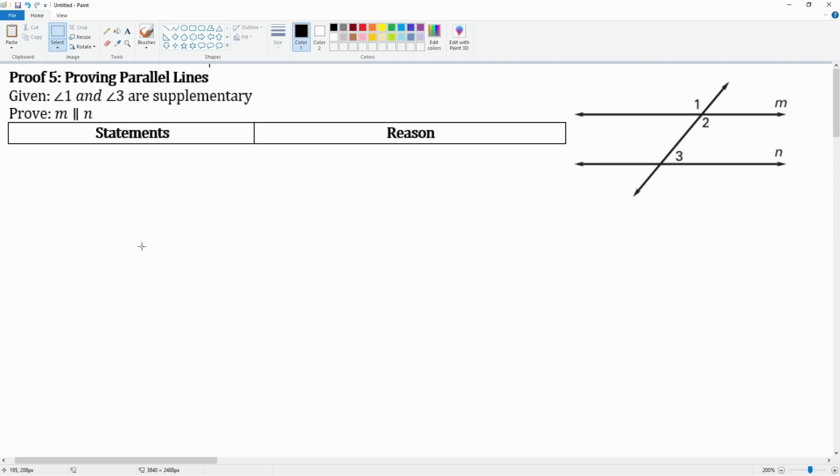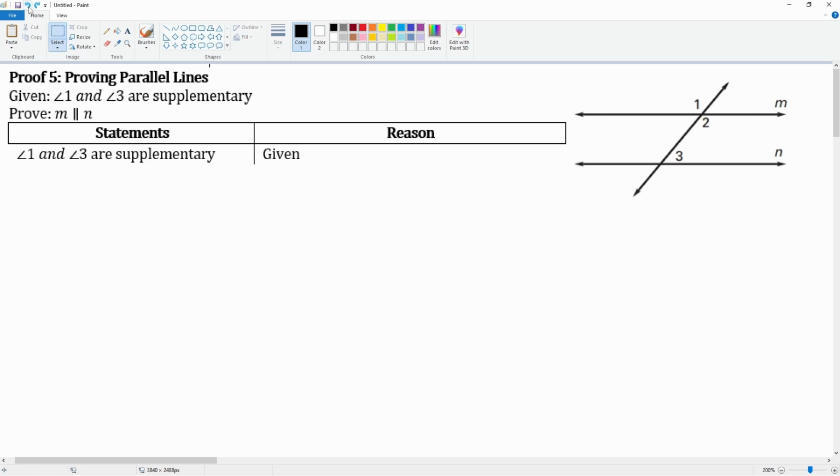Here we have number 5. We're going to prove the parallel lines. We know that measurement 1 and measurement 3 are supplementary. So let's start there. We're given that. Okay. Now we want to work with the fact that they're supplementary.